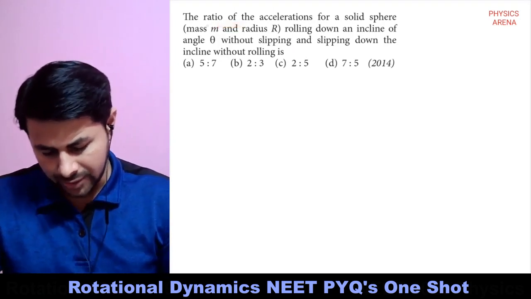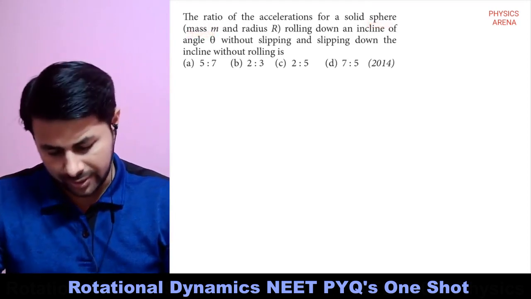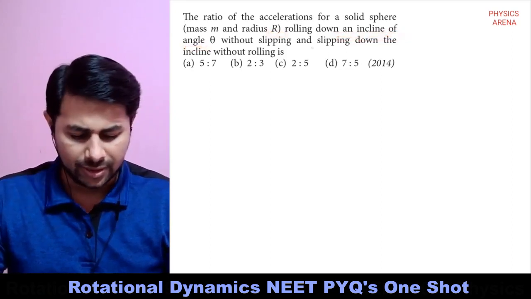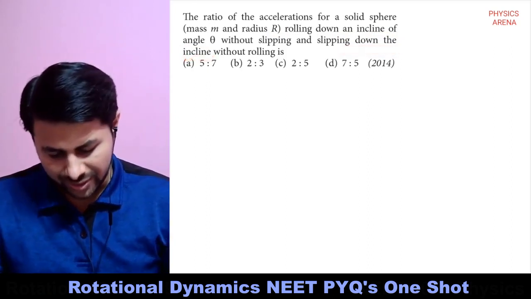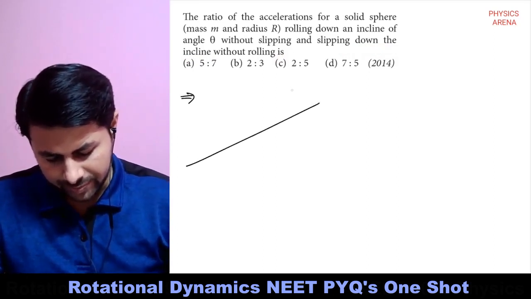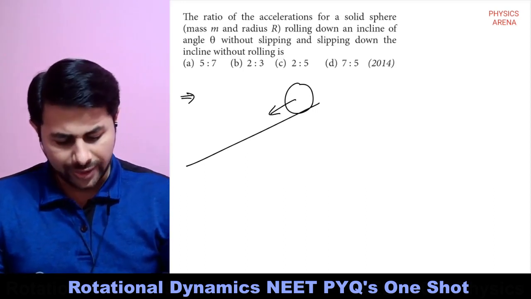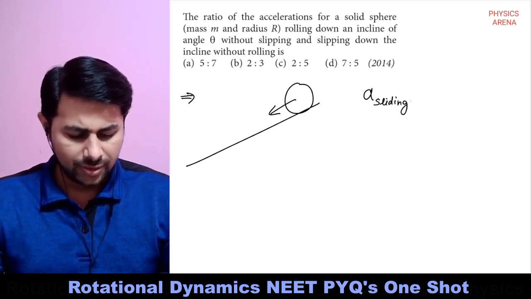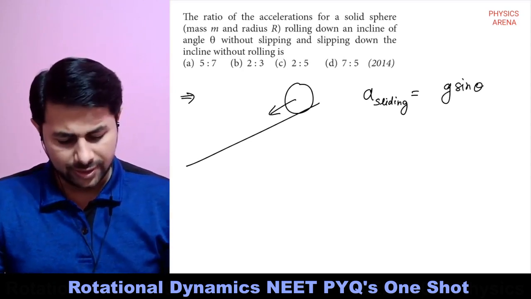The ratio of accelerations for a solid sphere of mass m and radius r rolling down an incline of angle theta without slipping, and slipping down the incline without rolling, that means sliding down only, is. So when it slides down, when it just slides down, how much is acceleration? So for any body which slides down, acceleration is what? g sine theta, right? Acceleration is g sine theta.